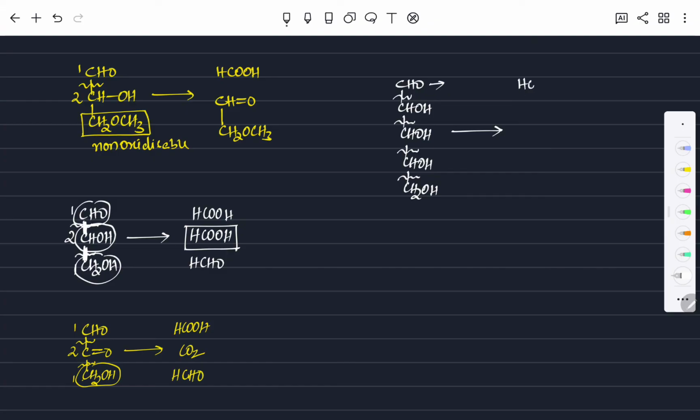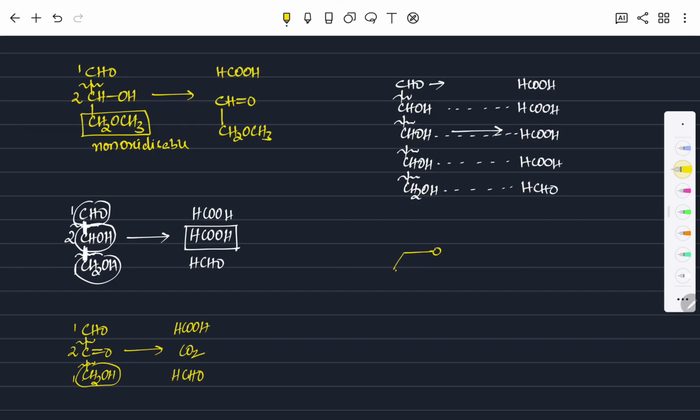So the first carbon converts into formic acid, the second carbon 2 times oxidation, therefore formic acid, the third carbon 2 times oxidation, formic acid, the fourth one 2 times oxidation, formic acid, the fifth one 1 time oxidation, formaldehyde.